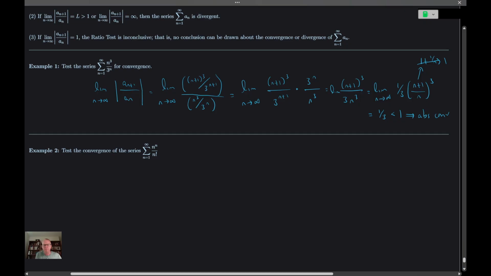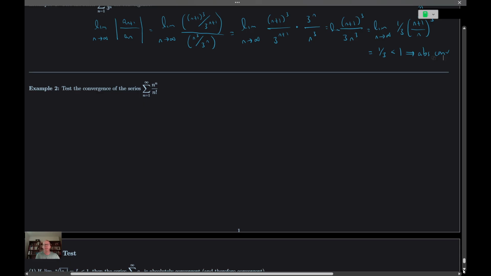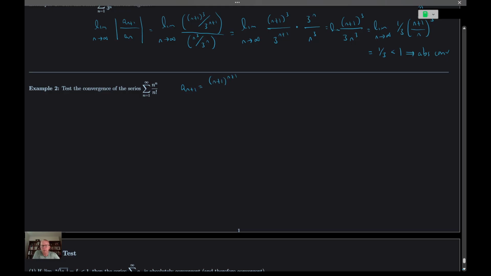Let's look at the next one. We have n to the n divided by n factorial. N factorial comes up quite a bit in these types of series that we want to test this way because they're actually pretty easy to simplify. So a sub n plus 1 would be n plus 1 to the n plus 1 over n plus 1 factorial. A sub n, of course, is just n to the n over n factorial. So we want to find the limit as n goes to infinity.